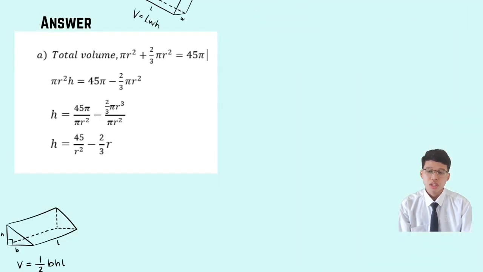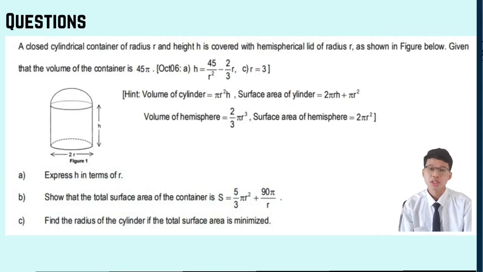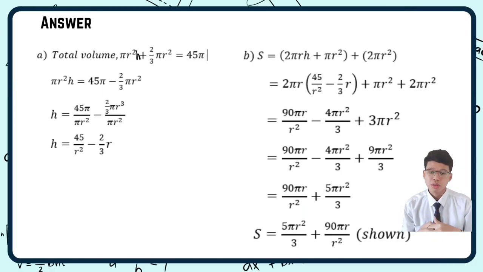For the next question, the question is asking to show that the total surface area of the container is S equal to 5 over 3 pi r square plus 90 pi over r. In order for us to solve this, we need to combine both the formulas of surface area of the cylinder and hemisphere, which is S equal to, in brackets, 2 pi r h plus pi r square, close bracket, plus 2 pi r square.